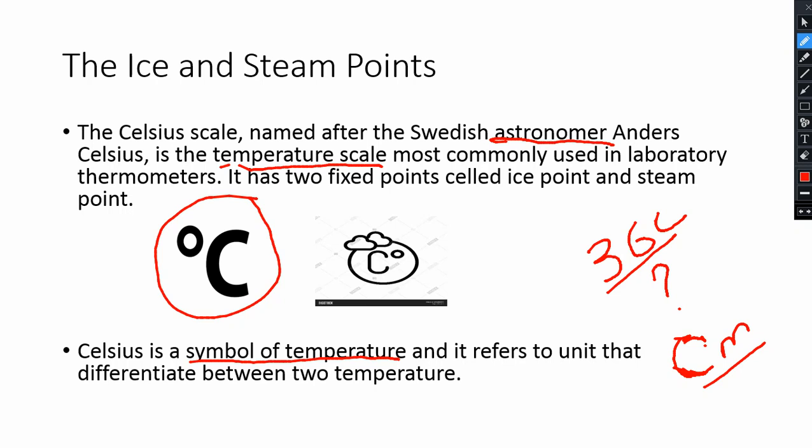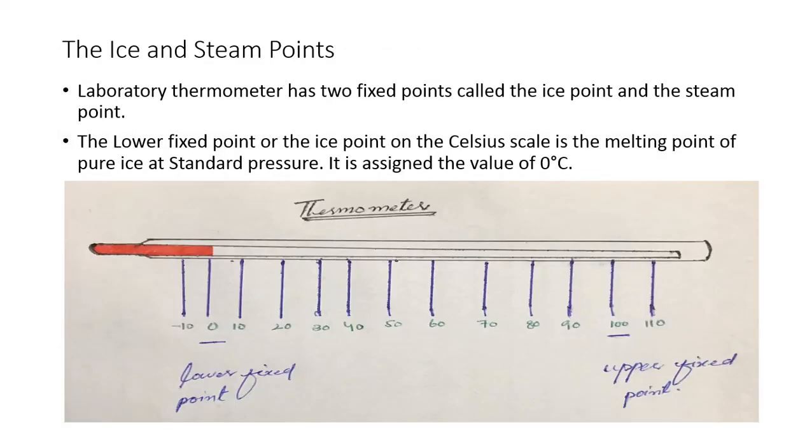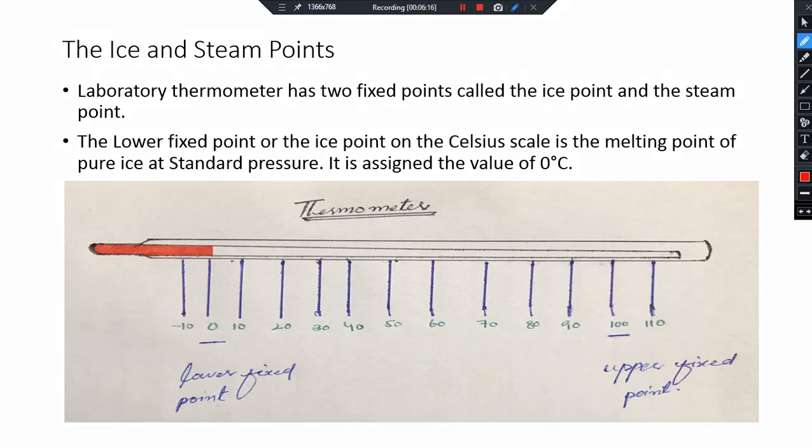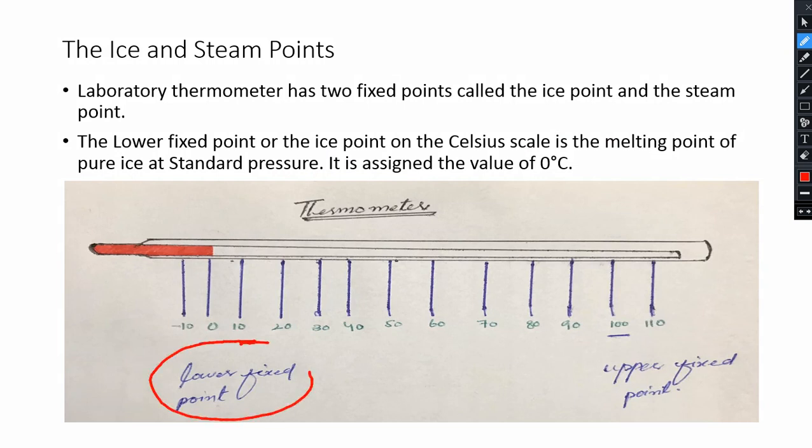Now in that line it also says that it has two fixed points called the ice point and the steam point. Let's look at it. What are they? If you look at the diagram which is given to us, the diagram is of a thermometer. In this diagram there are two points. One point is called the lower fixed point and the other point is called the upper fixed point. The lower fixed point temperature is 0 and the upper fixed point temperature is 100 degrees Celsius. So let's first learn about the lower fixed point. Look at the second paragraph of this topic.